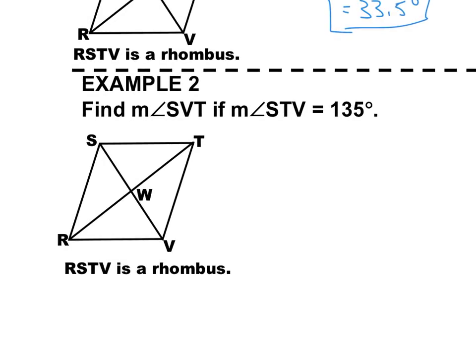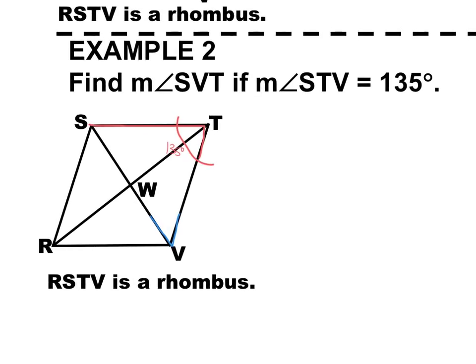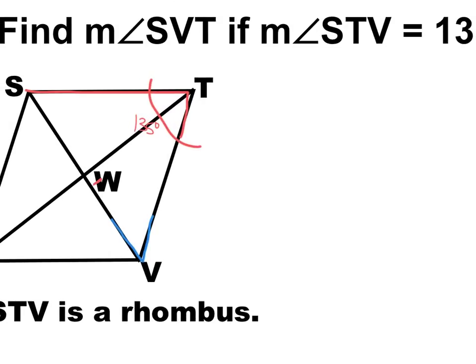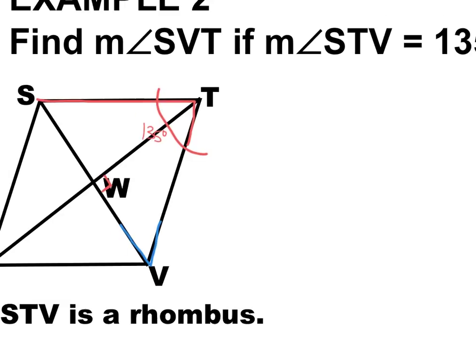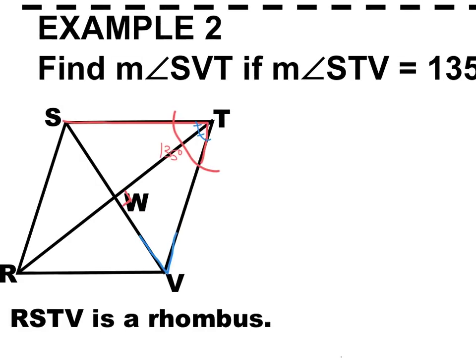Example 2, it says find the measure of SVT. That's going to be this angle down here, okay? If the measure of STV, so this angle up here, the whole thing, is 135 degrees. Let me zoom in a little bit there. Now, this is going to take a few steps. It's not like those angles are necessarily related, but there are ways you could do it. I'm going to use triangles to do it. I know that this angle in this triangle over here, because it's broken into four triangles, is 90 degrees. I also know that this angle right here is congruent to that other little angle.